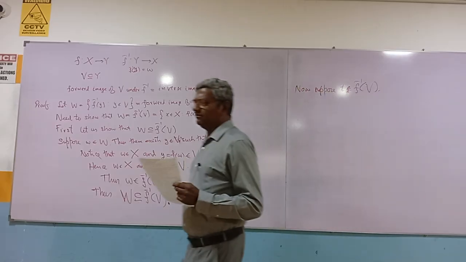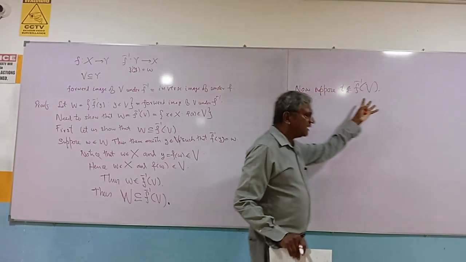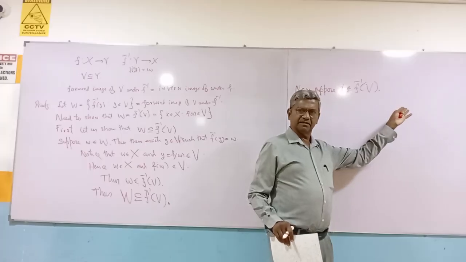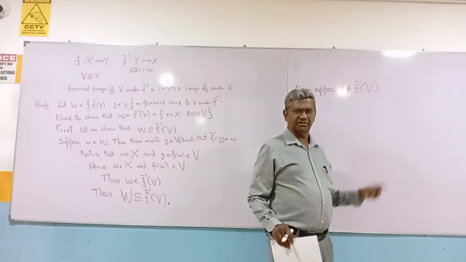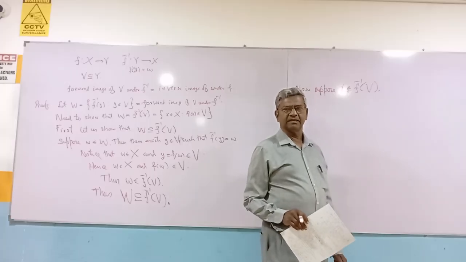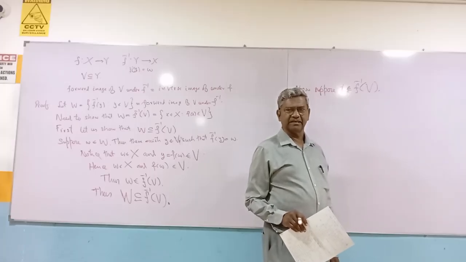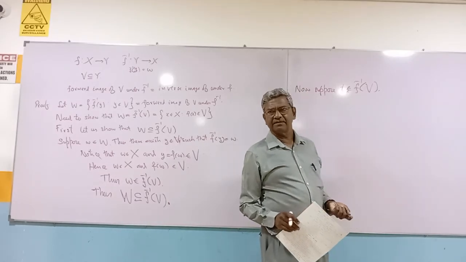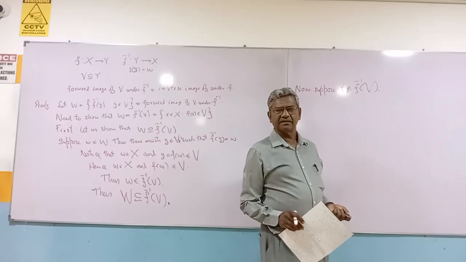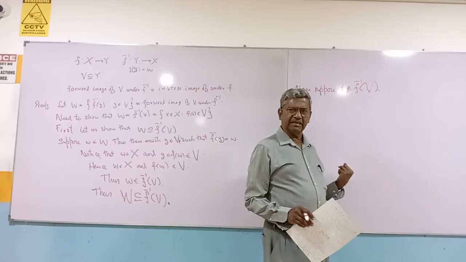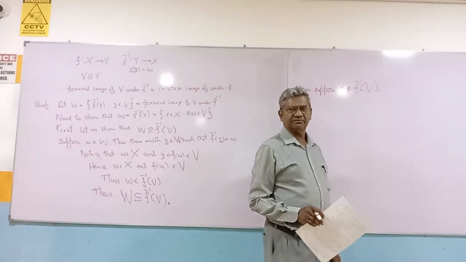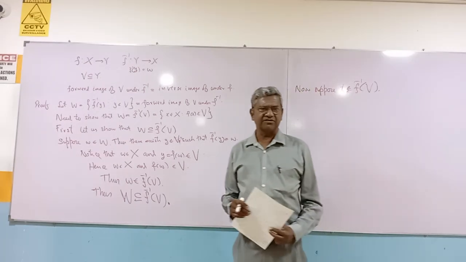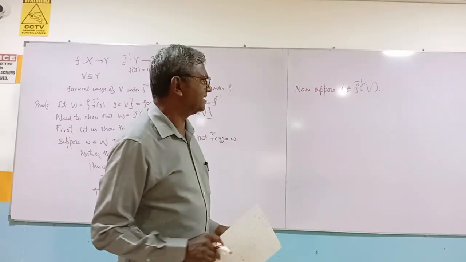Now suppose t belongs to f inverse v. When I write f inverse v, what does it mean? The forward image under f inverse? No. It is the pre-image of v under f, the backward image of v under f. That is the time we write it this way. When we write f inverse v, that's what it means.